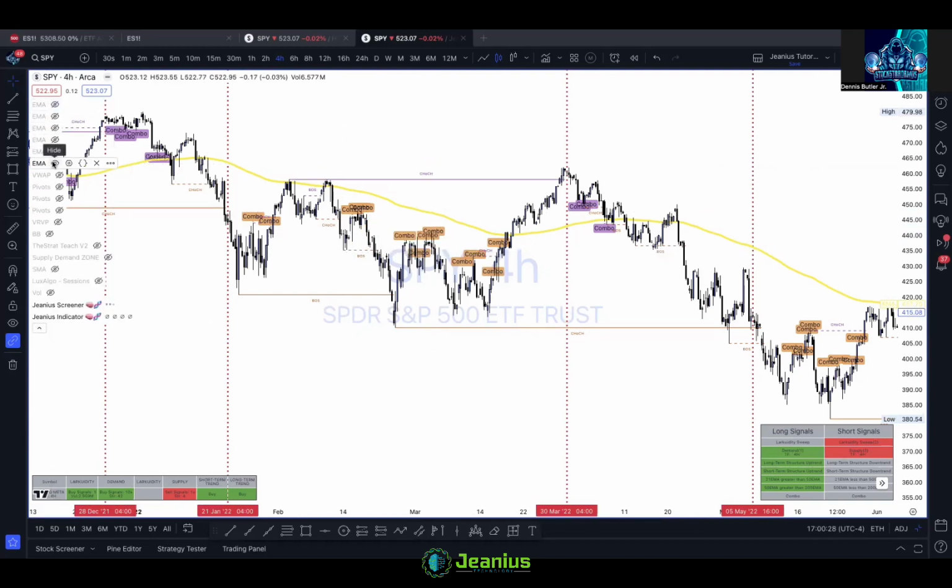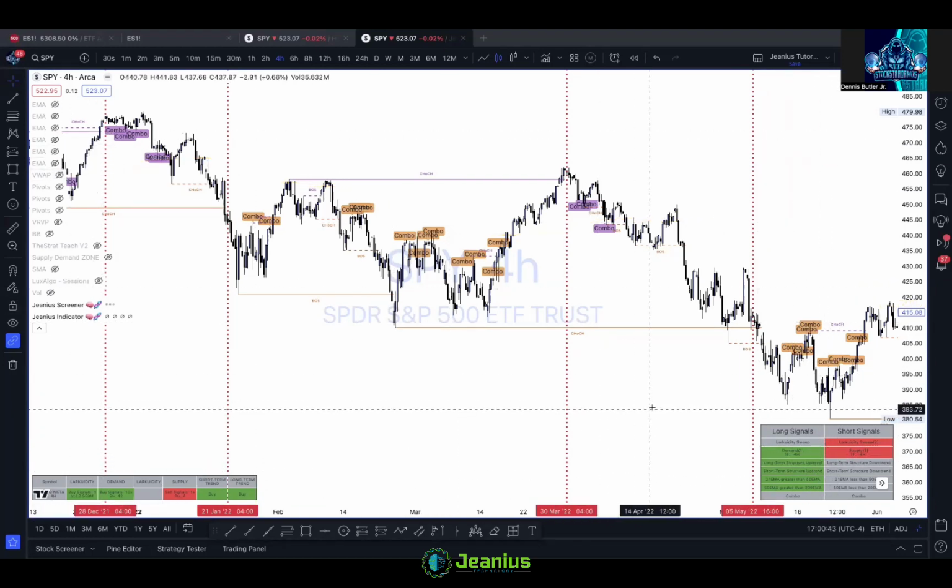Now that I have the moving averages added to this, you don't really have to worry about putting the moving average on your chart unless you just want to.